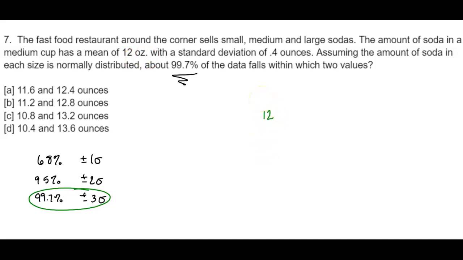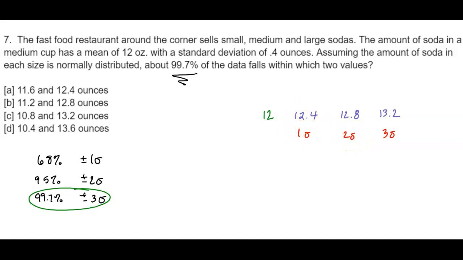I'm going to add 0.4 three times to get 3 standard deviations to the right of the mean, and then I'm going to subtract 0.4 three times to get 3 standard deviations to the left of the mean. So let's do to the right of the mean first. If I add 0.4 to 12, I get 12.4. If I keep adding 0.4, that's going to give me 12.8, and one more time, that's going to give me 13.2. All right, this right here is 3 standard deviations from the mean. This would be 2, and this would be 1.